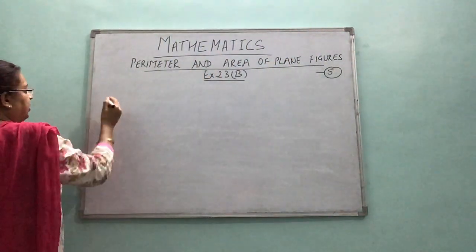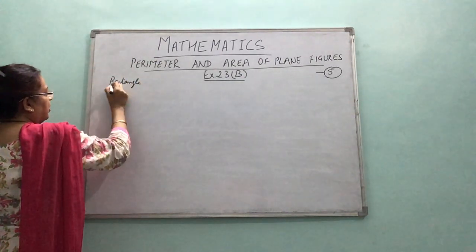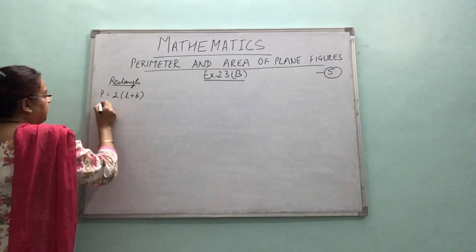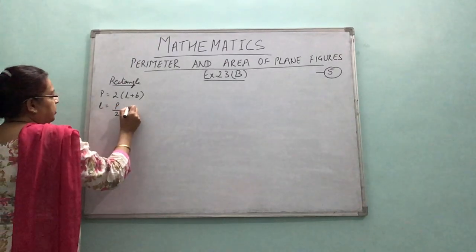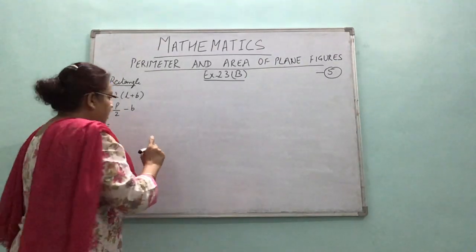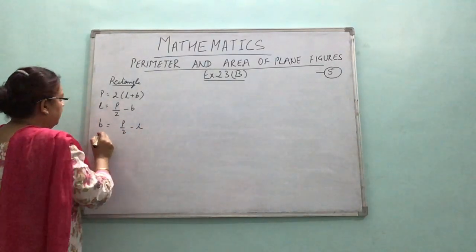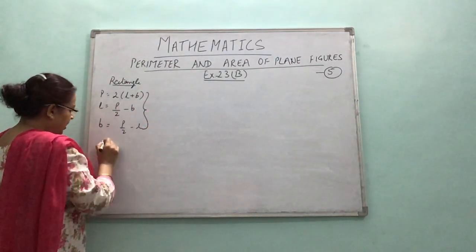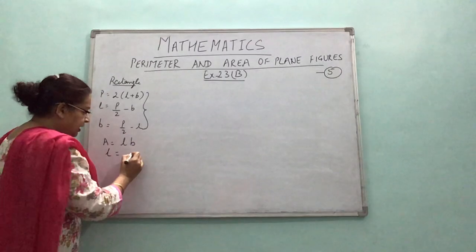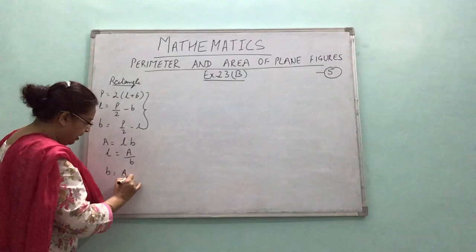So for rectangle, perimeter is 2 times of L plus B. If you have to find length, it is perimeter by 2 minus B. If you have to find breadth, it is perimeter by 2 minus length. These 3 formulas. Then area of a rectangle is length into breadth. If you have to find length, that is area divided by breadth. And if you have to find breadth, it is area divided by length.